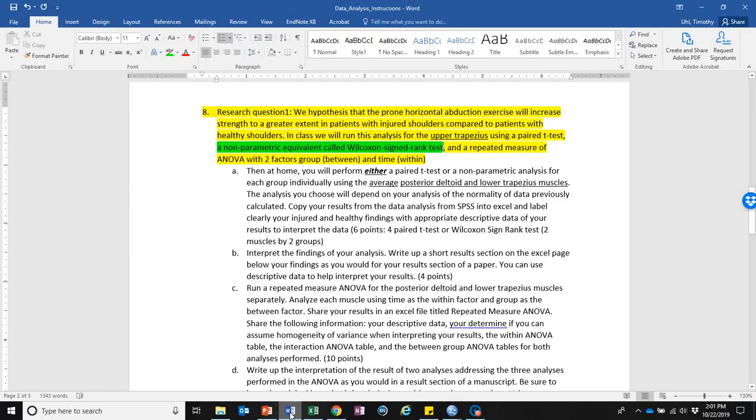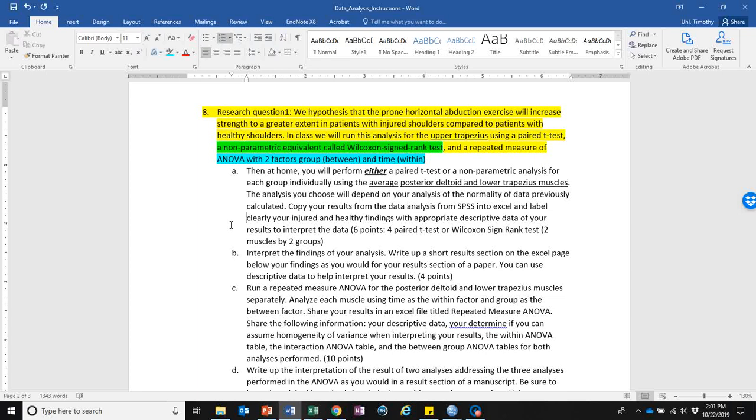The final statement in this homework is to do a repeated measure analysis of variance with two factors. So let me highlight that again. We'll make this in blue. Okay, so a repeated measure analysis of variance with two factors, one between group, one within factor. This is a more advanced statistic.